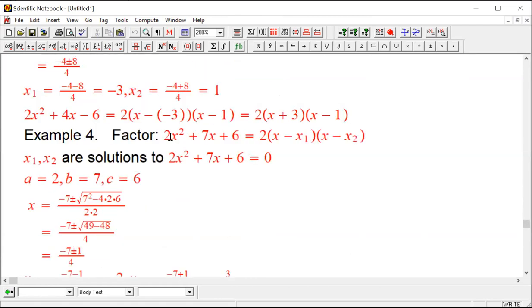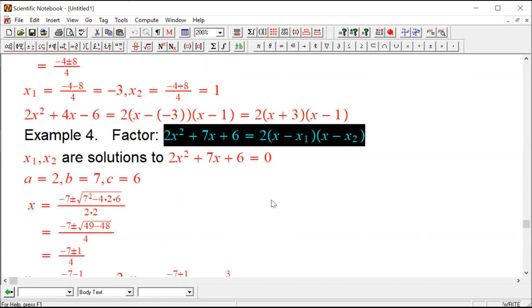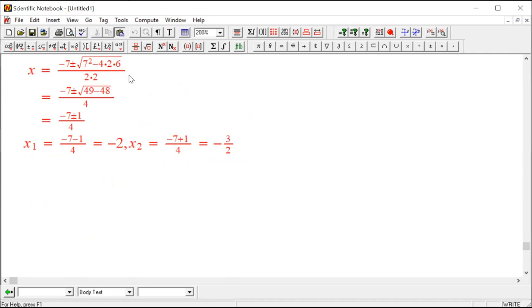Okay, so let's bring them in here, right? So we bring them in, x1 equals -2. So I'm going to put -2 here, right? x2 is equal to -3/2. Then you say this looks different. Is it? Is it really different?